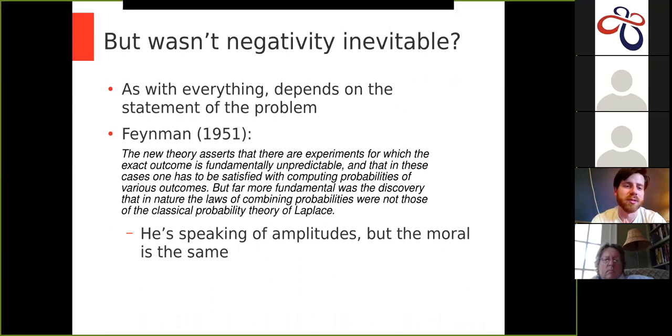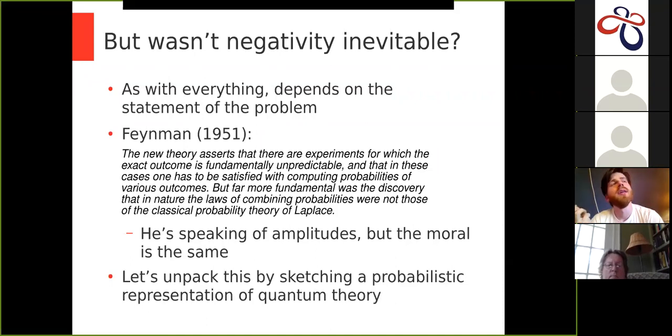So in 1951, Feynman said the following: the new theory, and this new theory is quantum mechanics, asserts that there are experiments for which the exact outcome is fundamentally unpredictable, and that in these cases, one has to be satisfied with computing probabilities of various outcomes. But far more fundamental was the discovery that in nature, the laws of combining probabilities were not those of the classical probability theory of Laplace. So he's speaking of probability amplitudes, but the moral is the same. Essentially, what I want to say then is that negativity is necessary and inevitable, but quasi-probabilities are not inevitable.